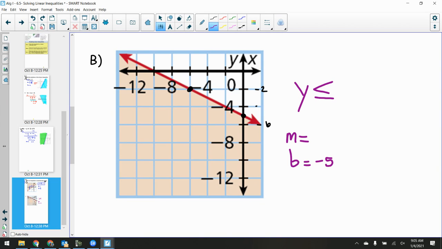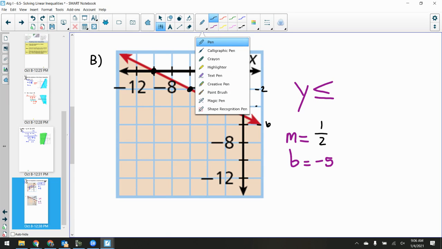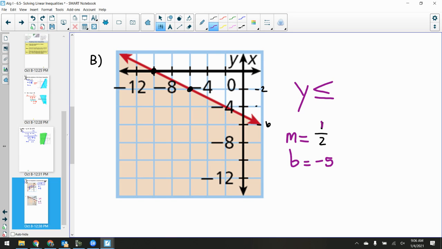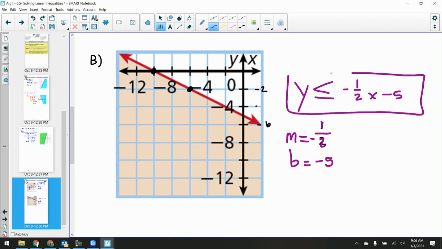And then the slope, okay. Well, honestly, it might be easier just to do this, right? Because each box is getting counted by 2's, I can just use the boxes as my rise over runs. So look, rise 1, run 2. Is this a negative or positive sloping line? Negative sloping line. So this should be a -1/2. So y equals -1/2 x minus 5. And that's my answer.